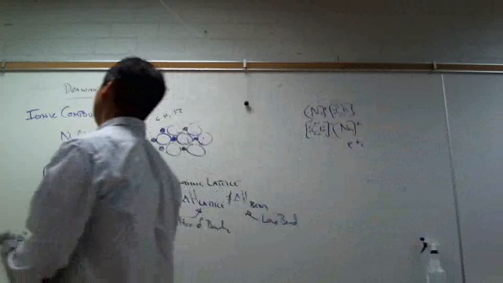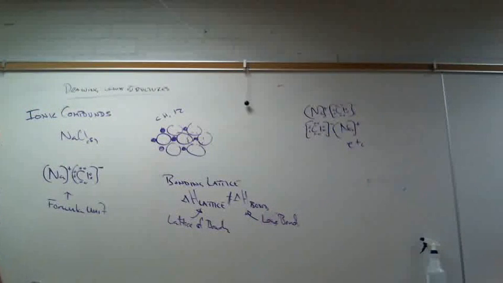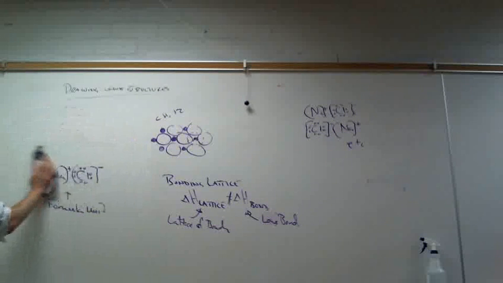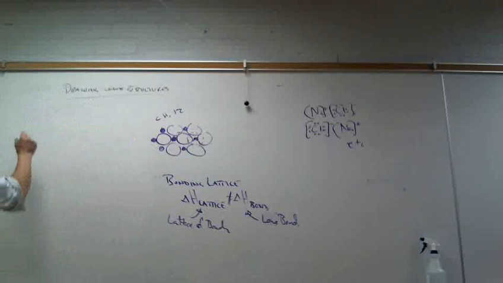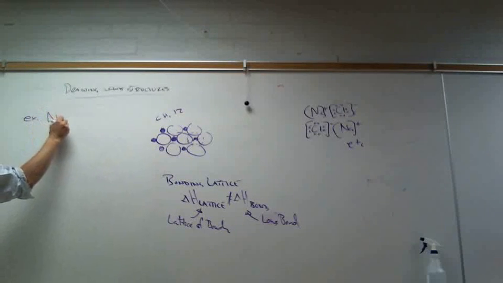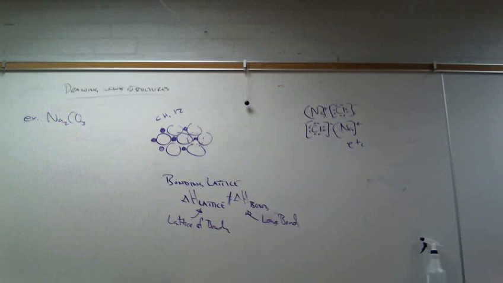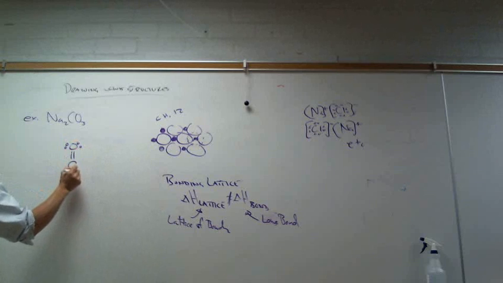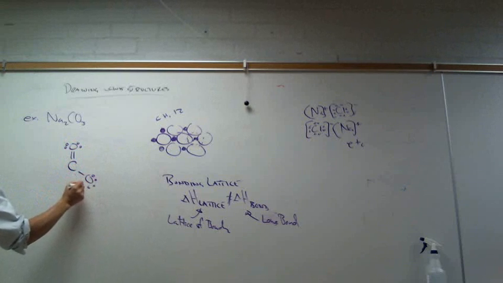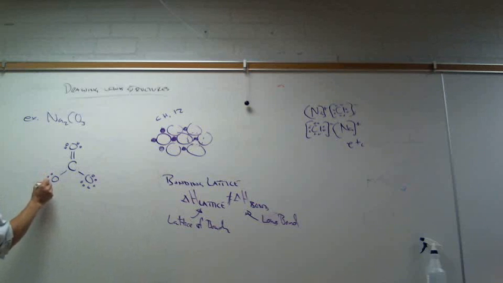Let's do another example of an ionic compound. What should we do? I got an idea. Let's do sodium carbonate. Why don't you draw the Lewis structure for sodium carbonate? Well, let me draw the Lewis structure for carbonate ion first. Okay, this is the Lewis structure for carbonate ion.